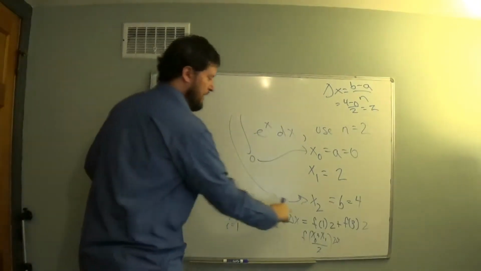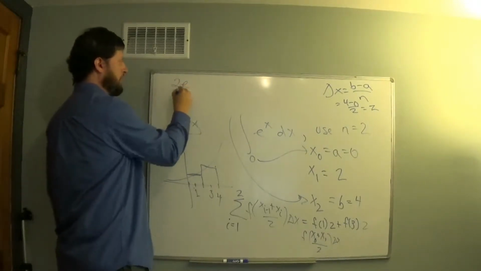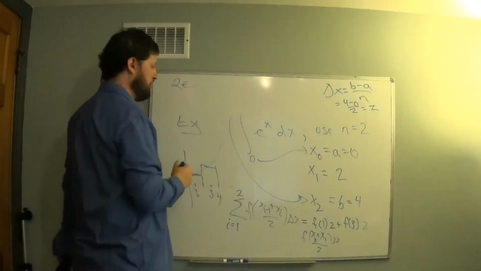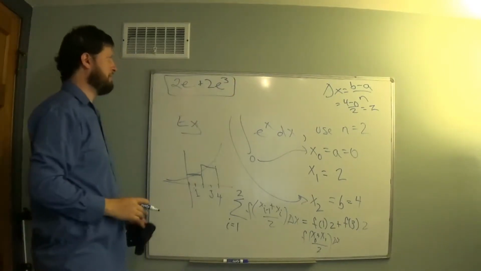So if we put that together, f at 1 is e to the first power, so that's 2e. F at 3 is e cubed, so that's going to be plus 2e cubed. And that is my approximation.